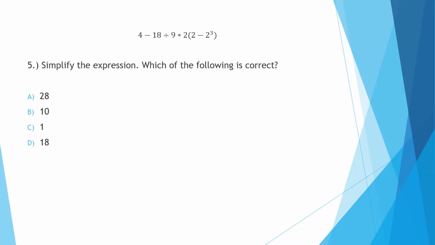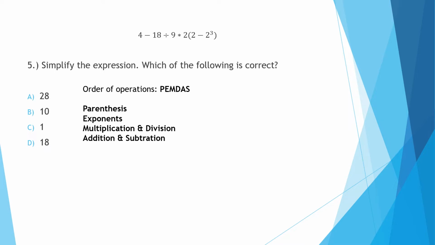In order to simplify this expression, you need to know the order of operations. Often referred to as PEMDAS, you may have heard the mnemonic, "Please excuse my dear Aunt Sally." The order of operations consists of 4 steps. The first step being parentheses, anything that's contained in any sort of grouping symbol, such as parentheses, brackets, absolute value bars, or under a square root. We will simplify those first.